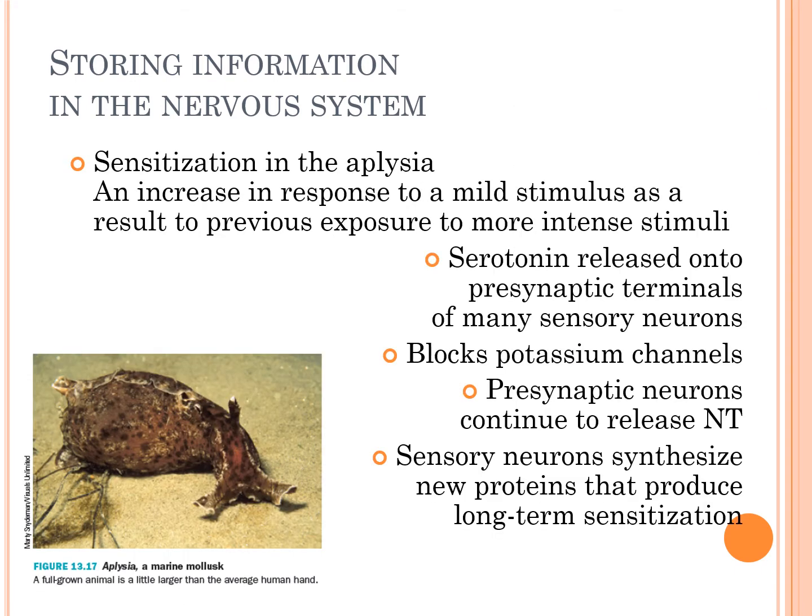Another example of non-associative learning is sensitization. This is when we have an increase in response to a mild stimulus as a result of previous exposure to more intense stimuli. So my autonomic nervous system is already aroused, and so a mild stimulus can then cause me to have a more intense response to that mild stimulus.